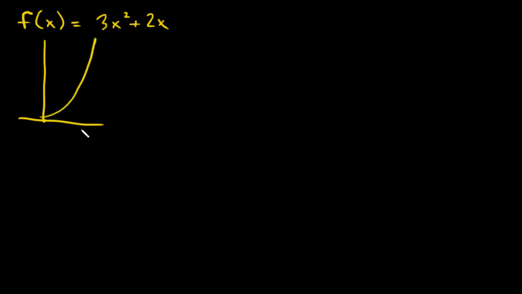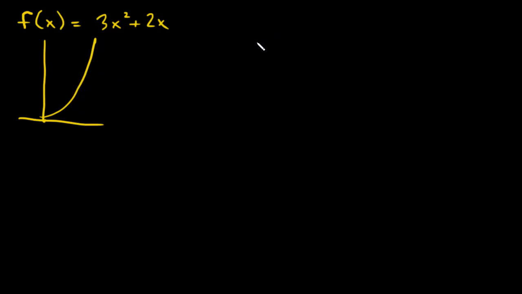Okay, for the new function, let's look at f of x is equal to 3x squared plus 2x. And it sort of looks like that. Takes off really fast. So that's kind of what it looks like. You can look it up on Desmos if you want.